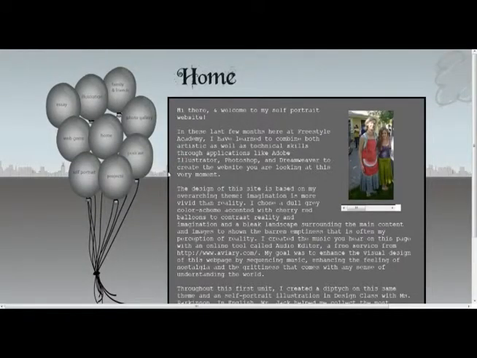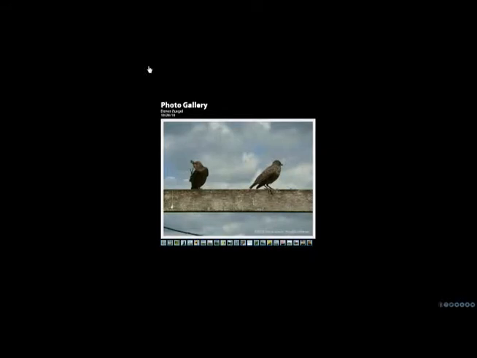I built this first Dreamweaver website around the theme Imagination is more vivid than reality. Using Photoshop and Bridge, I included a gallery of my photography. Here are a few samples of my photography from early junior year.